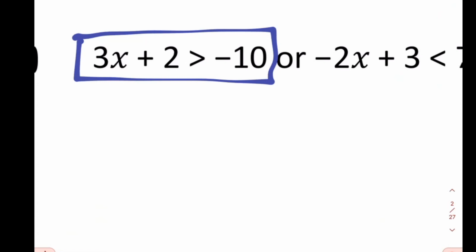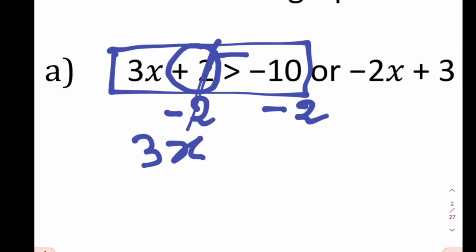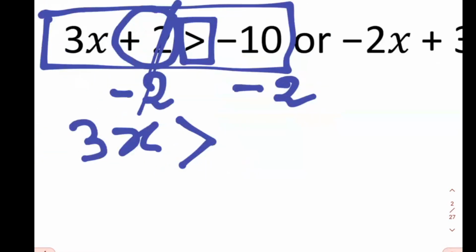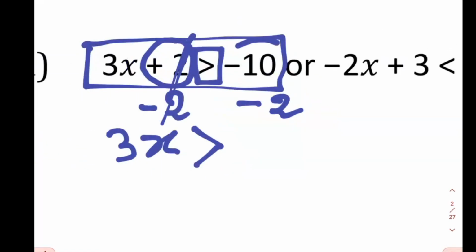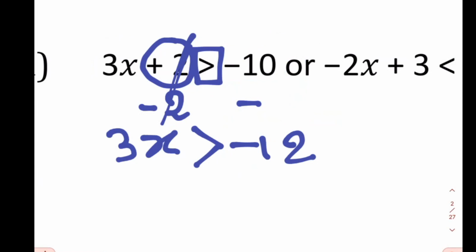We solve this exactly like when you solve an equation. You have plus 2 here, and you eliminate it by subtracting 2 from each side. So 2 minus 2 is 0, and you get only 3x. Make sure you copy this as it is. Negative 10 minus 2 gives you negative 12. This is the first step.